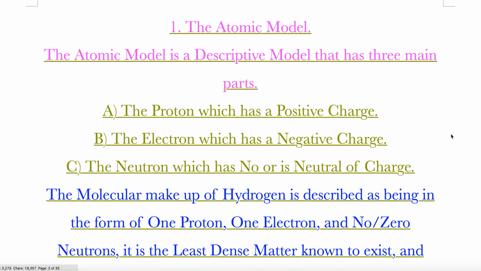1, the atomic model. The atomic model is a descriptive model that has 3 main parts. A, the proton, which has a positive charge. B, the electron, which has a negative charge. And C, the neutron, which is neutral of charge.